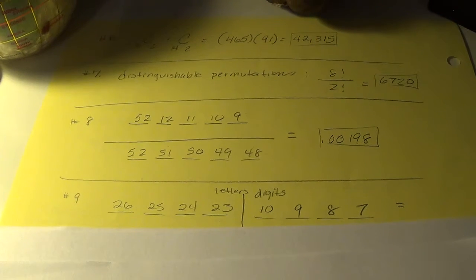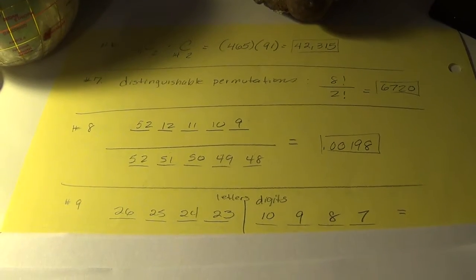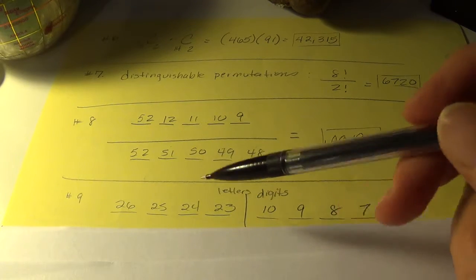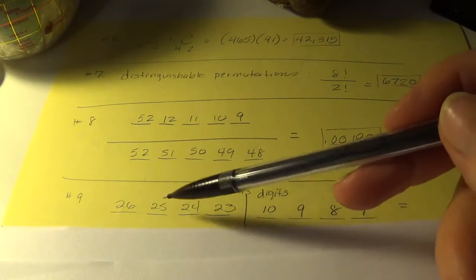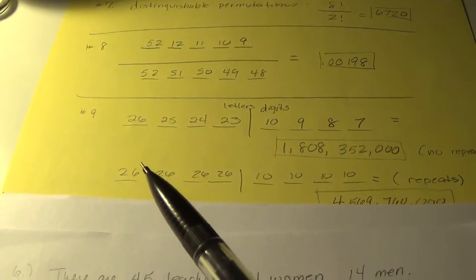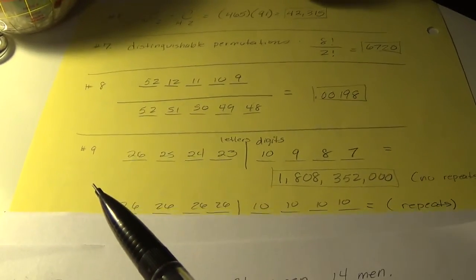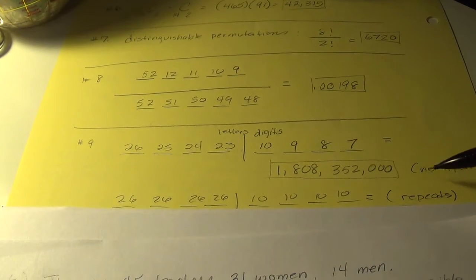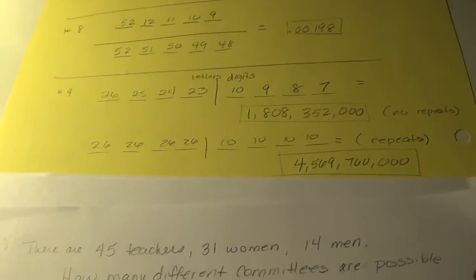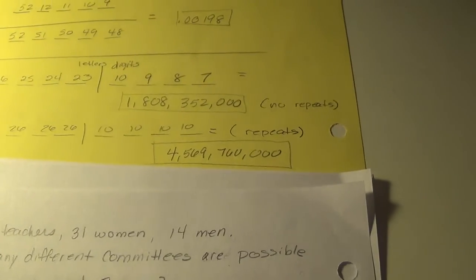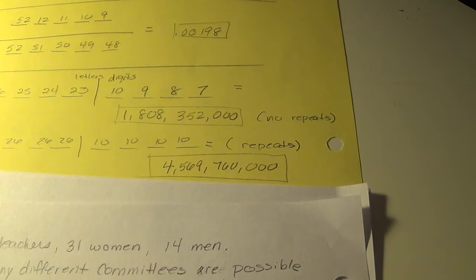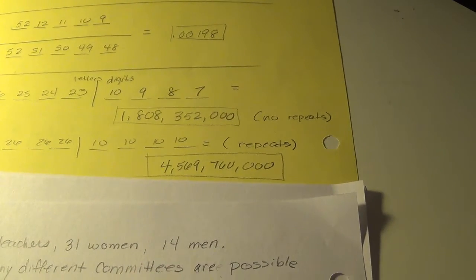How will those change if we follow that with repeats being allowed? This will be 26, but what will this be? Also 26, and then all the digits 10, 10, 10, 10, allowing repeats. The numbers look like that, and we get quite a large number there. What's that? 4,569,760,000.